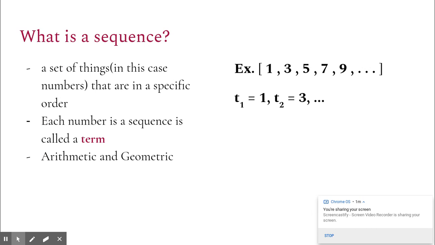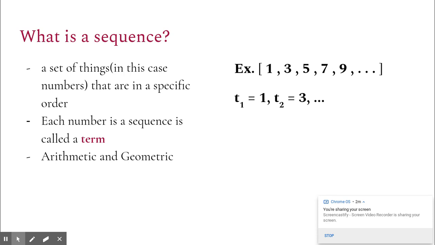So, what is a sequence? A sequence is a set of things, in this case numbers, that are in a specific order. In the sequence on the right, you can see the numbers 1, 3, 5, 7, 9, and so on. Each number in a sequence is called a term. So, our first term is 1, our second term is 3, and so on and so forth.